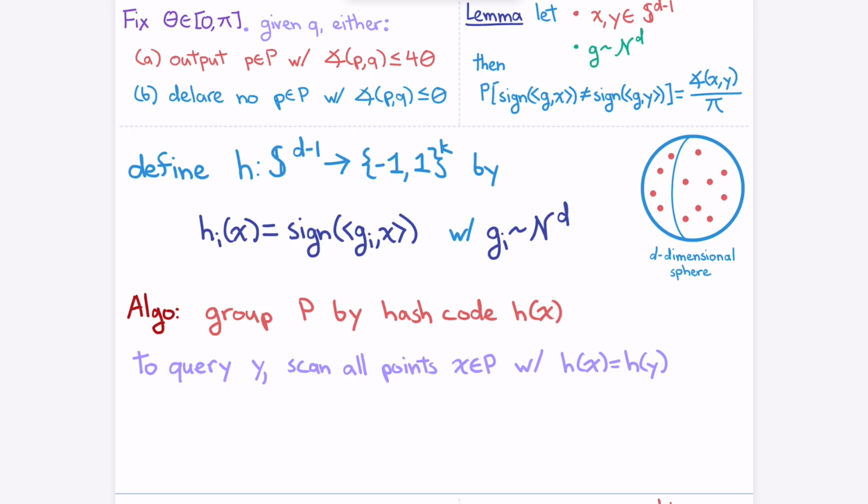Okay, but does the data structure make sense? We're going to do a bunch of random Gaussian vectors. That gives us a hash code, and we're going to just dump the points in the bucket. If I want to query, I go to the bucket, and now I have to scan all the points in the bucket. Okay. Any questions?